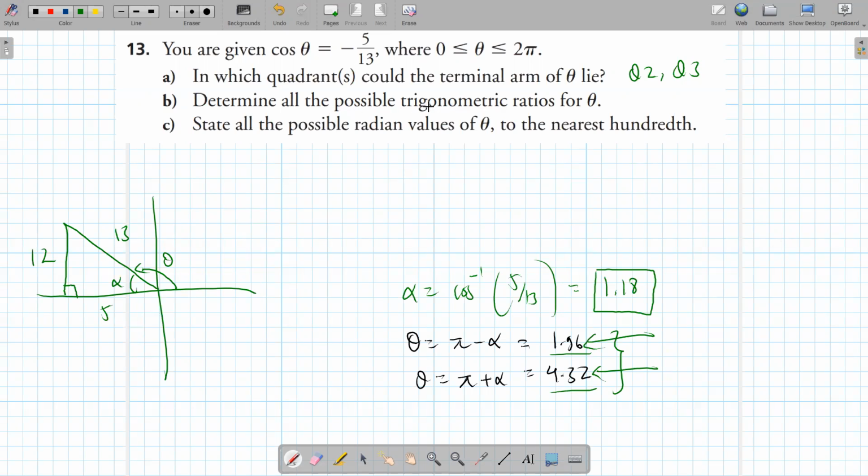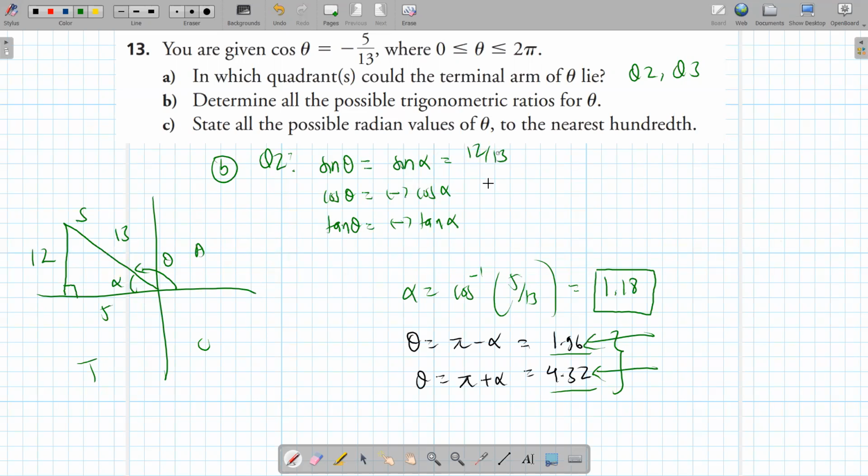It wants all the possible trig ratios for theta. Look at this for part B. In quadrant 2, sine theta is equal to sine alpha, because that's a related acute angle and sine is positive. Cos theta is equal to negative cos alpha. That's negative. Tan theta is equal to negative tan alpha. Why are cos and tan negative? Because only sine is positive in this quadrant. So sine theta equals sine alpha, and we know sine alpha is going to be 12 over 13.